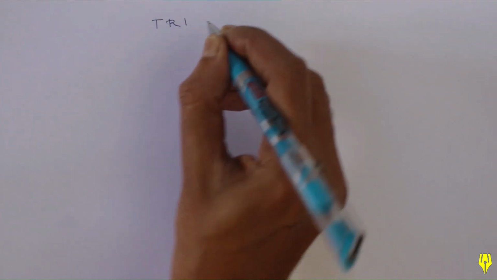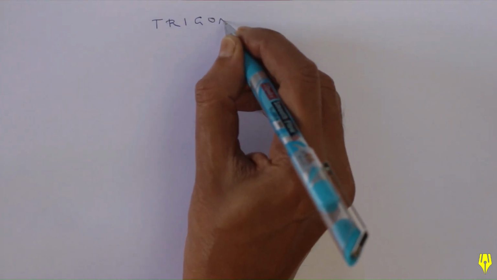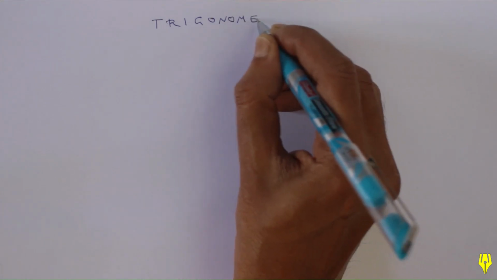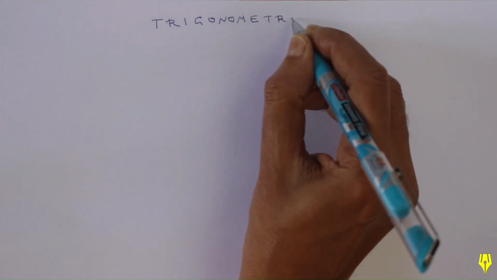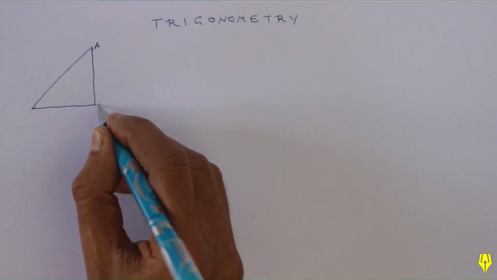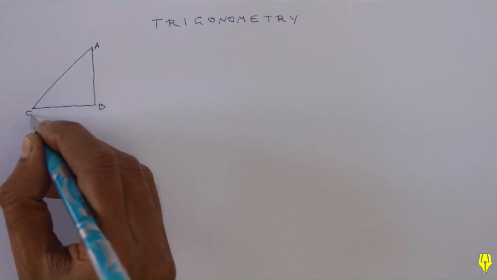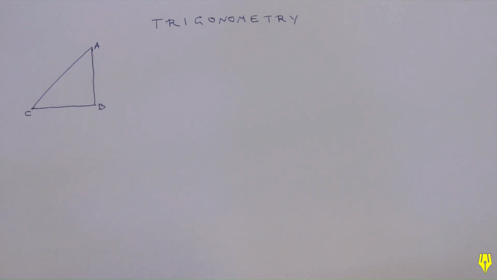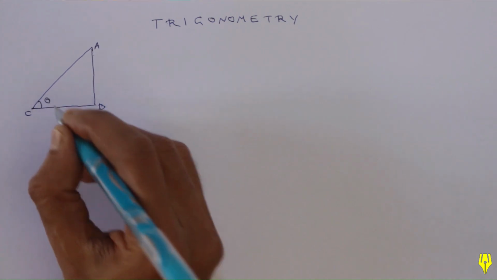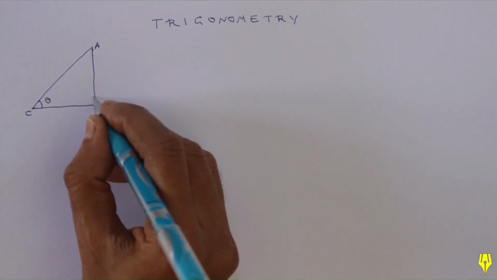Trigonometry is a branch of mathematics that gives the relationship between angles and the sides of a triangle. And here we deal with right angle triangles. So let us draw a right angle triangle with vertices A, B and C. Let the angle at C be theta. So the angle at B is 90 degrees.